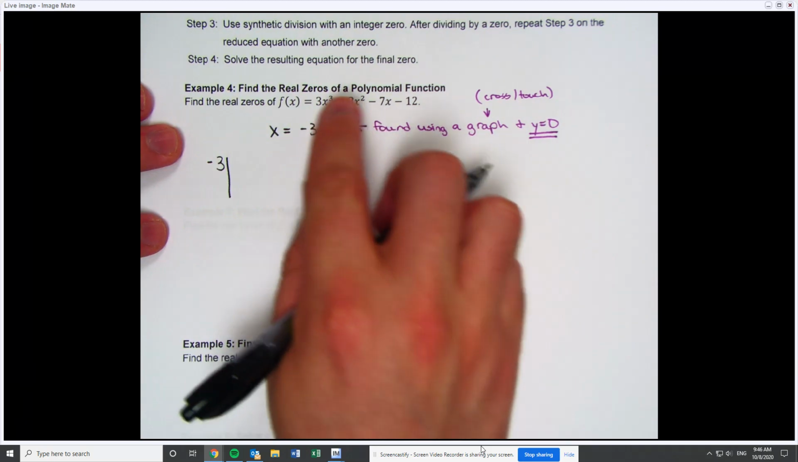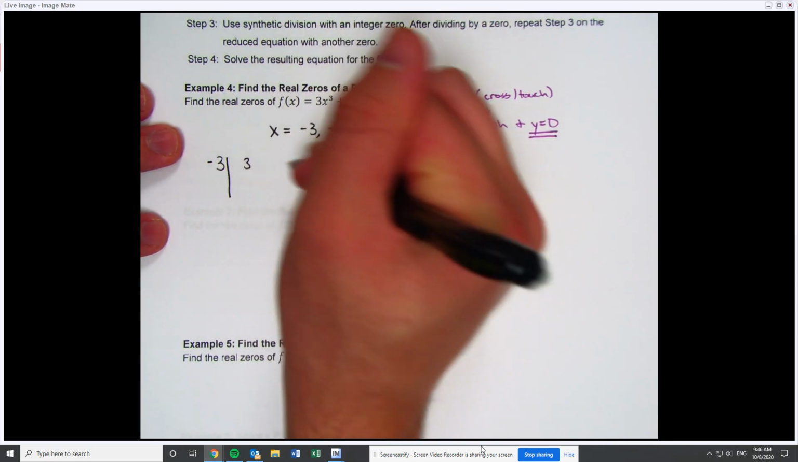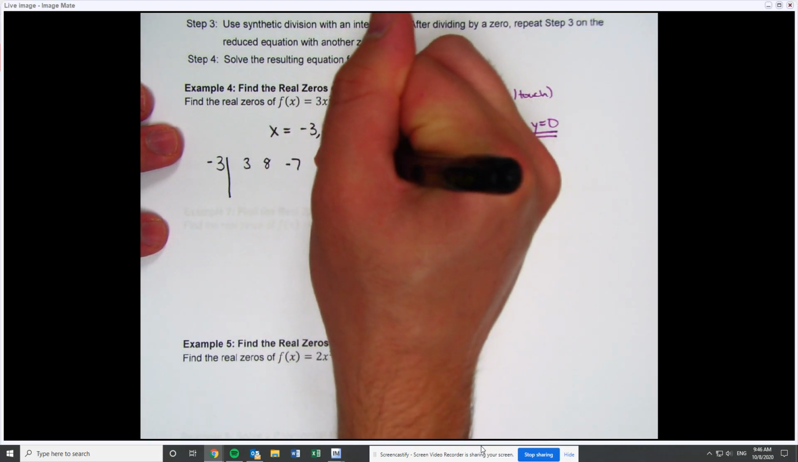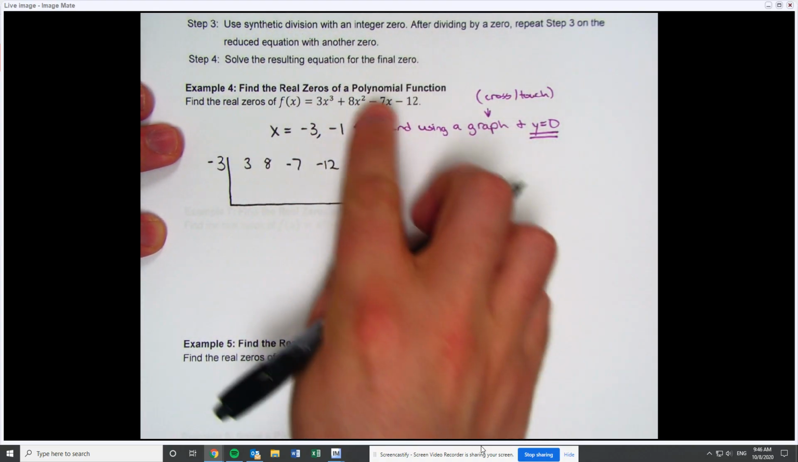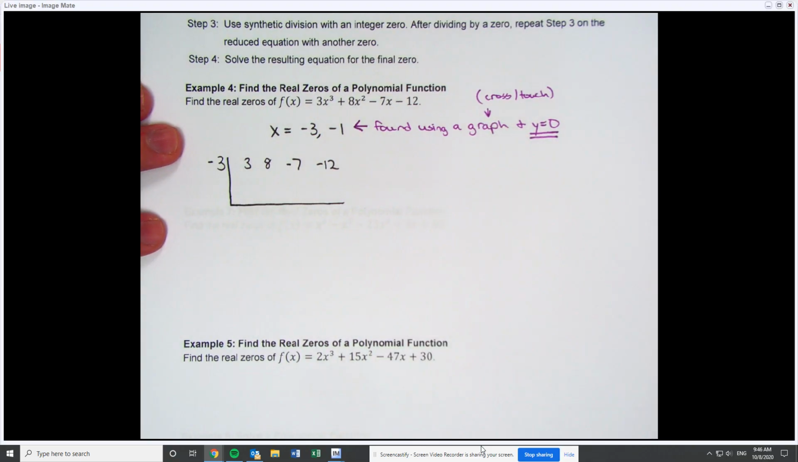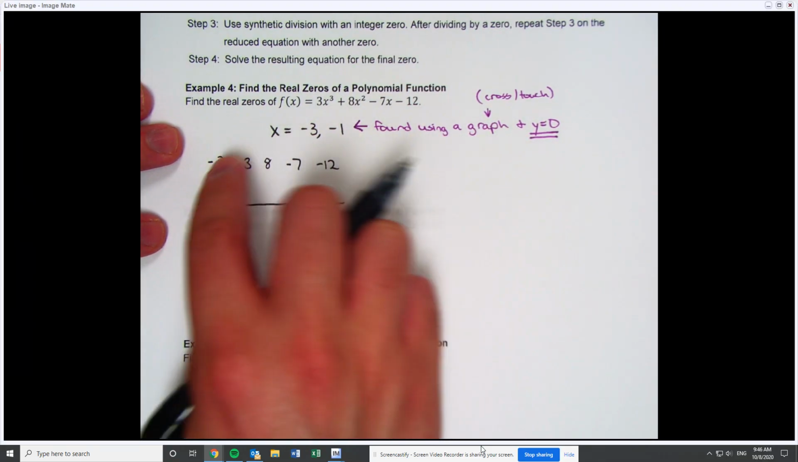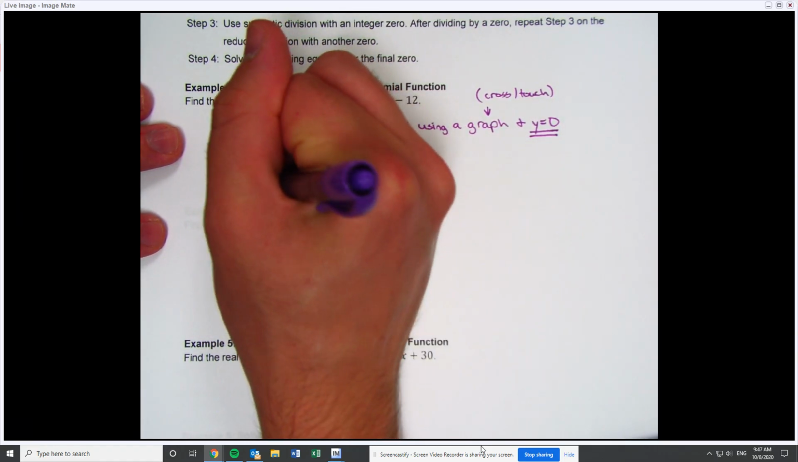So making sure everything's there. 3, 2, 1, none. Everything's good. So I have 3, 8, -7, and -12. Now, if you notice, this is the same one from the previous page. I didn't have to list out all the possible zeros because I found that using the graphing calculator. That was one of the potential ones. And it's definitely not the one I would have chosen first. I usually like to start with the positives. So I'll drop that down.